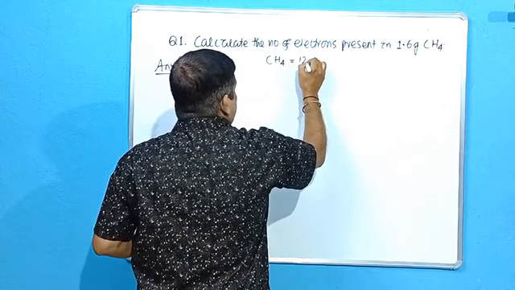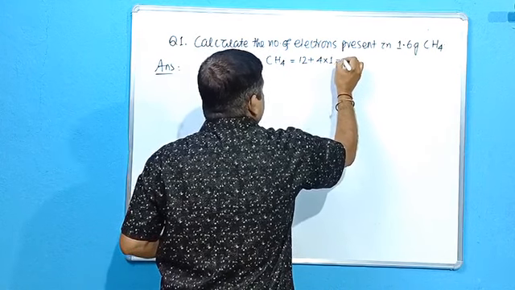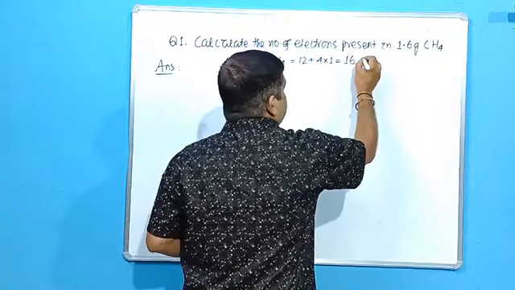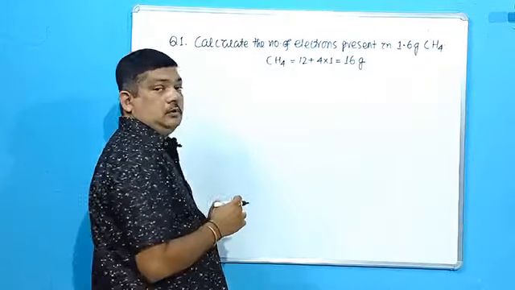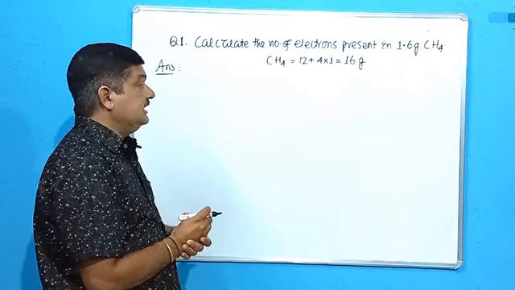So carbon is 12 plus 4 hydrogen atoms into atomic mass of hydrogen, that is 1, total is 16. So what will be the molar mass of methane? 16 gram per mole, or we can write molar mass or molecular mass will be 16 gram.